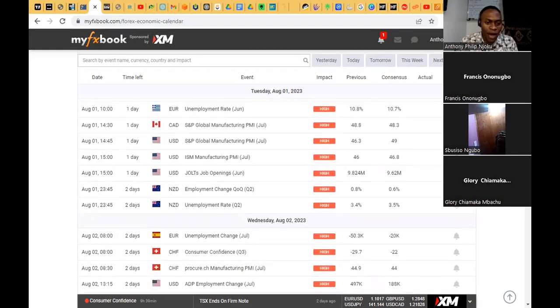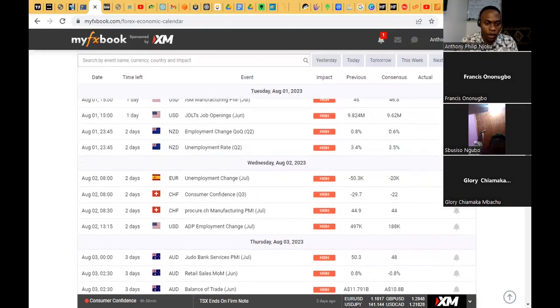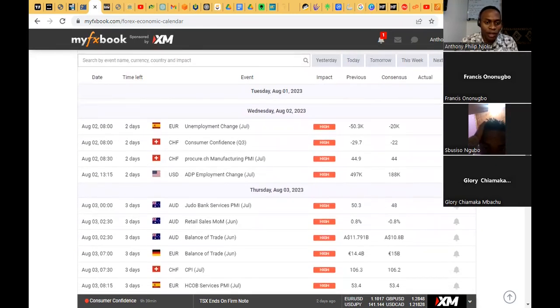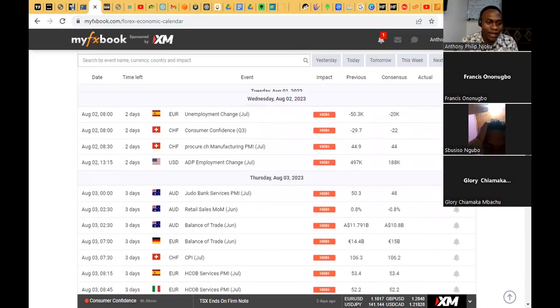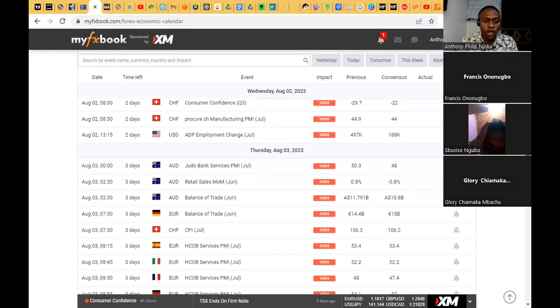But for the New York session, we have the Canadian Global Manufacturing PMI and S&P Global Manufacturing PMI for the USD, and the ISM Manufacturing PMI for the USD as well. Then the New Zealand unemployment rate later in the evening by 11:45 p.m. West African time. So a lot of unemployment data on Tuesday, and on Wednesday, unemployment data for Europe as well. Then the Swiss franc consumer confidence, that's a very good high impact news. And then by the New York session, ADP employment changes on Wednesday.